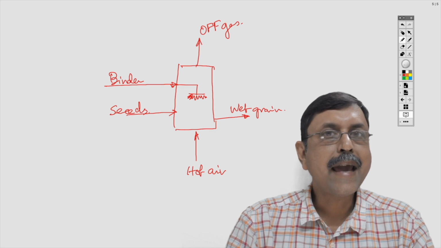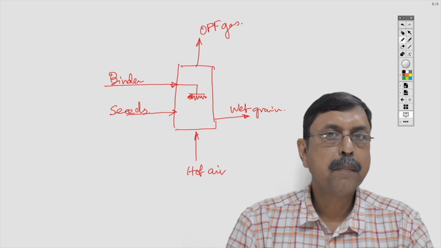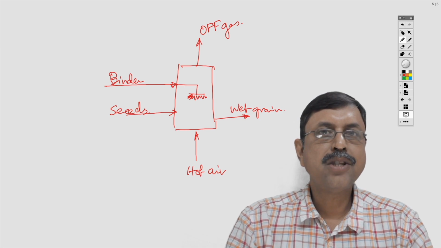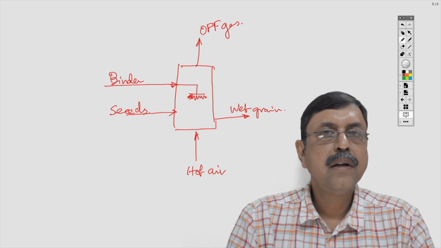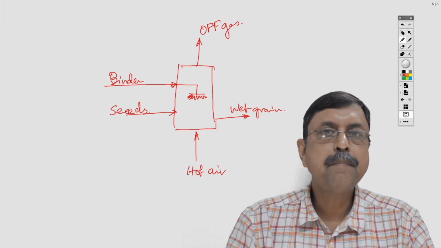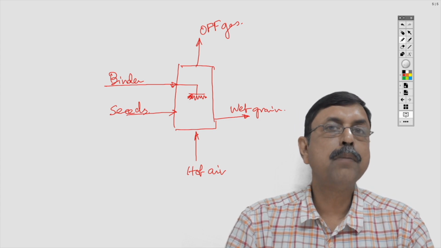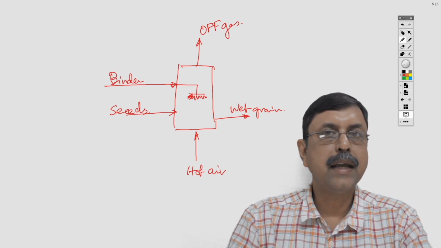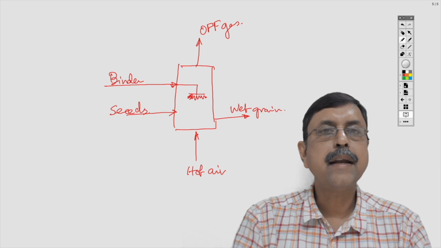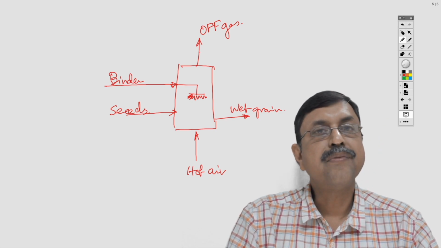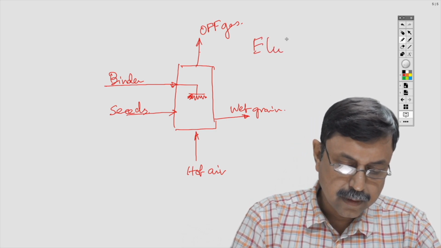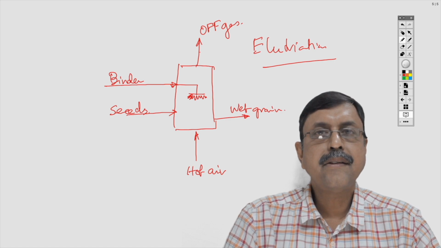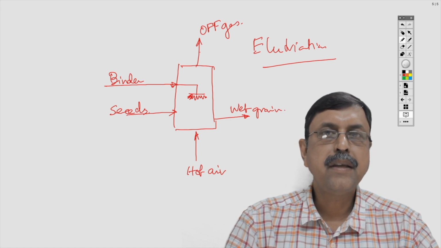And thirdly, it carries off the extra amount of powdered material which has not taken part in the granulation process. Suppose you have put 1 kg of powder. Obviously, the entire amount of powder will not be granulated. There will be some powder left which will not be granulated, and this should be removed from the system so that we have only granules in the system which we can take as product. So hot air carries off that extra powder through the off gas, and it is called elutriation.